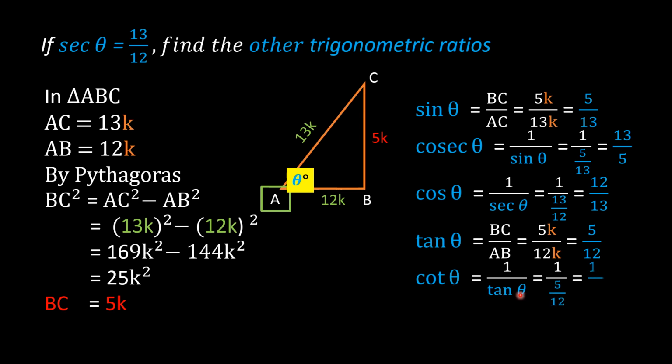Cot theta and tan theta are reciprocals of each other. So we write cot theta equals 1 divided by tan theta. Tan theta is 5 divided by 12. So it will be 12 divided by 5. So cot theta is 12 divided by 5.